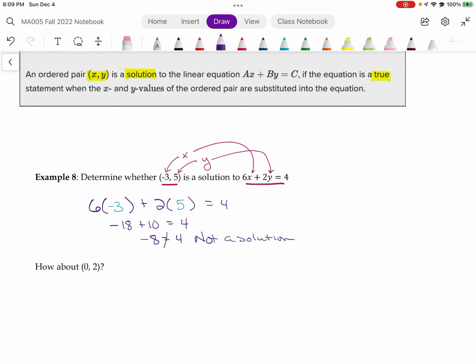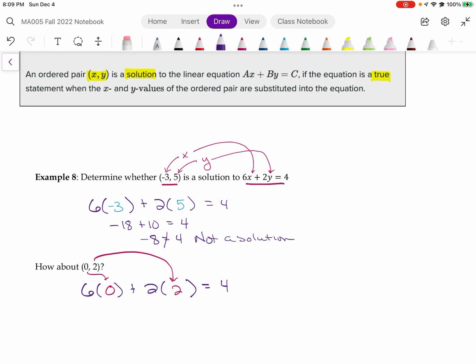All right, so let's try 0, 2. So we've got 6 times x plus 2 times y, which we're going to put in. I started to write a y. Don't write a y because you're going to put the new y in. So the 0 goes here and the 2 goes there. We've got the x and the y. So 0 here, 2 here.